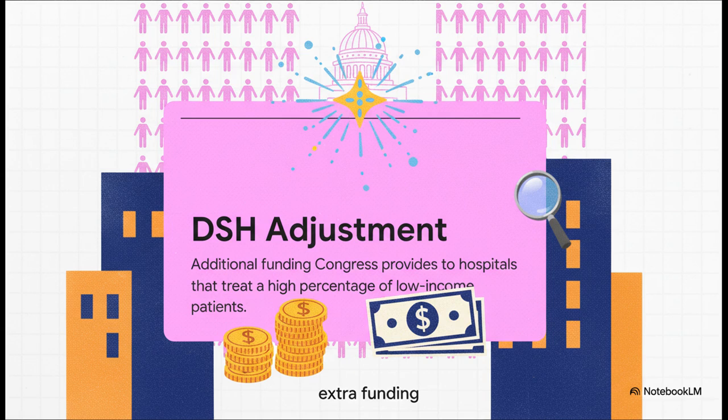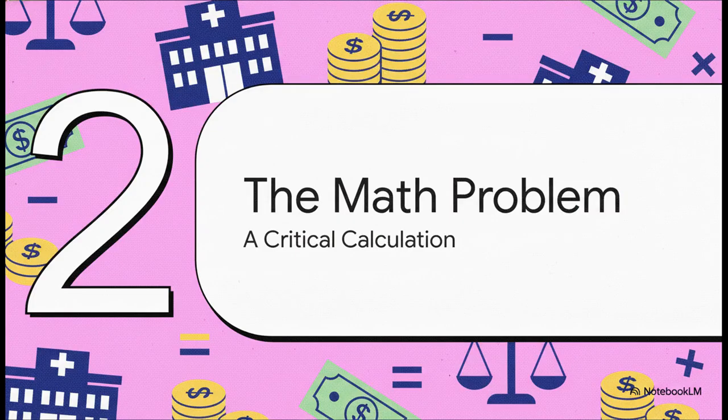So to deal with this imbalance, Congress created something called the Disproportionate Share Hospital Adjustment. We'll just call it DSH. You can think of it like a financial boost. It's extra money from the government to help these specific hospitals cover those higher costs and to make sure they keep serving the communities that need them most. But of course, to hand out that money, the government needs a way to figure out which hospitals get it and exactly how much they should get.